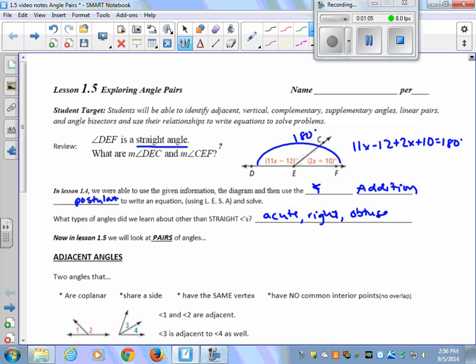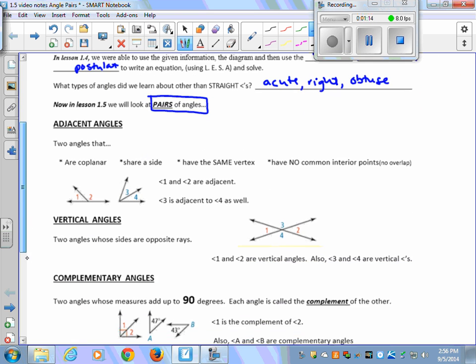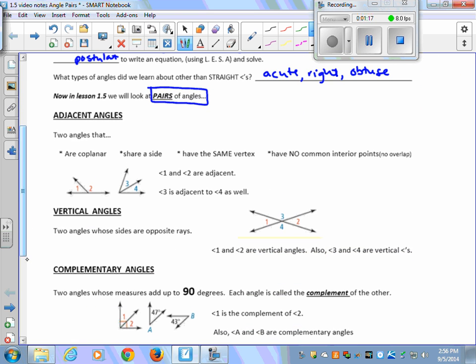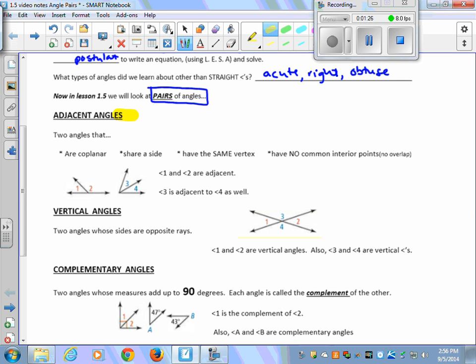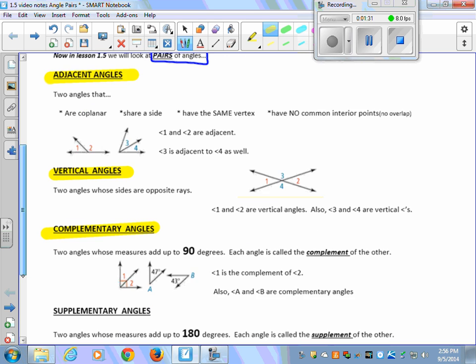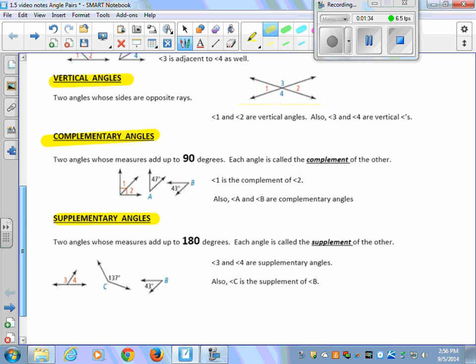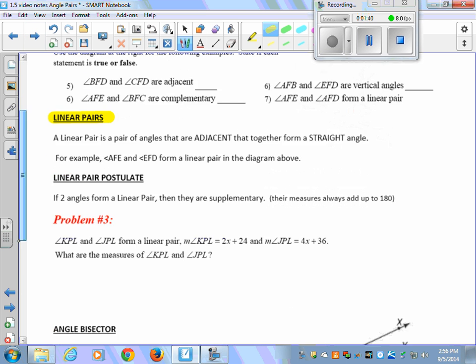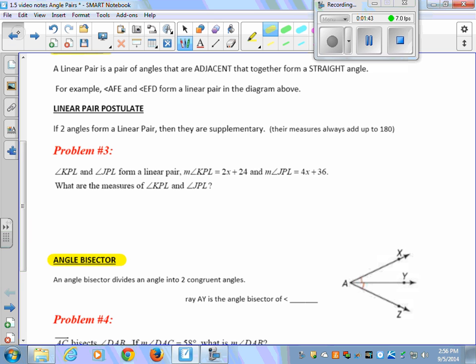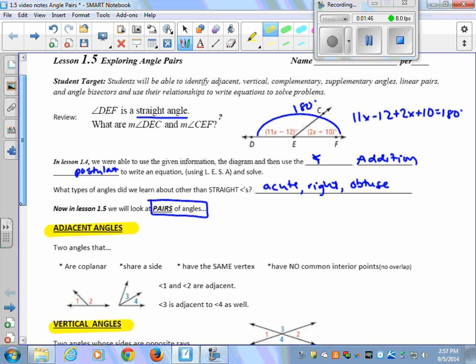But today, not these individual types of angles. These are not what we're going to focus on. We're going to look at pairs of angles. So sometimes angles come in a meaningful pair, two at a time. And there are several types of angle pairs. The first one we have here are adjacent angles. You'll see we have vertical angles, complementary angles. All of these are the angle pairs that we will be looking at. Linear pairs are super important. Angle bisectors. So let's go back and look at adjacent angles for starters.